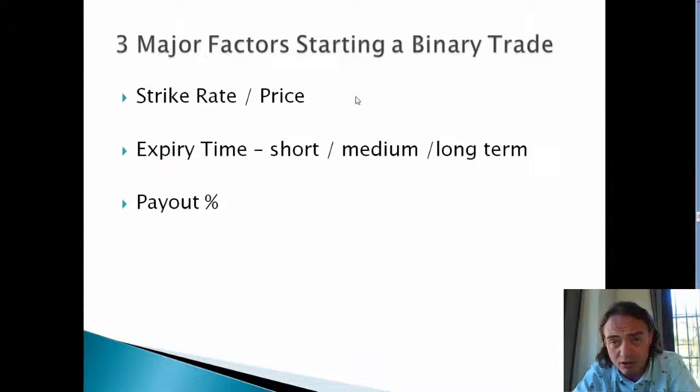Now there are some brokers that offer some kind of insurance. So if your trade loses, they will give you a certain amount back, so maybe 10% on the dollar. So if you place a trade of $100, you may well get back $10 if you are incorrect in your prediction.